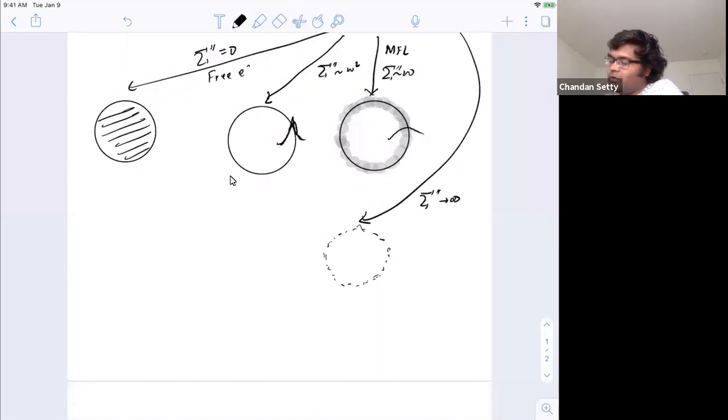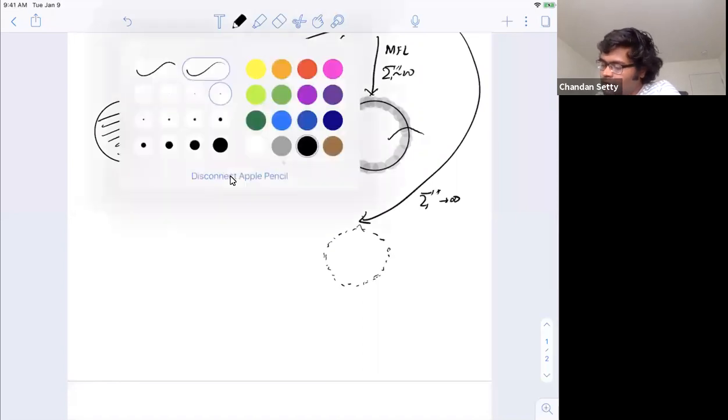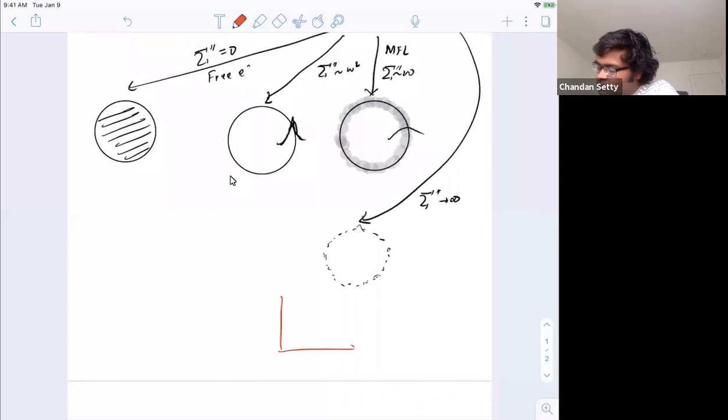And one of the properties of the Luttinger surface is that, for example, if you plot the real part of the Green's function, you have spectral weights both above and below the chemical potential in such a way that the spectral weight contribution from below and above the chemical potential cancel exactly, so that the real part of the Green's function is zero. That's one of the properties of the Luttinger surface.